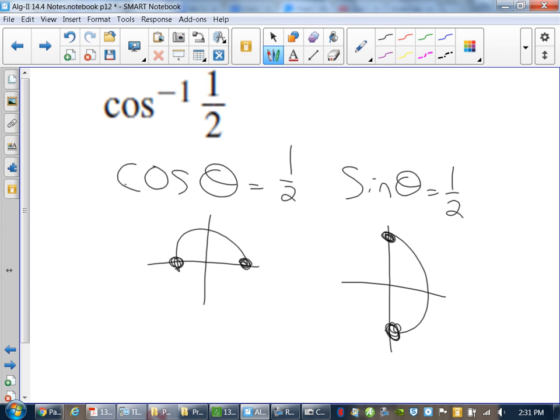How would I finish solving it? Well, cosine is 1/2, that means my adjacent is the 1, my hypotenuse is 2, so that means this has to be the 60. So my answer would be pi over 3 or 60 degrees. That's all it would be.